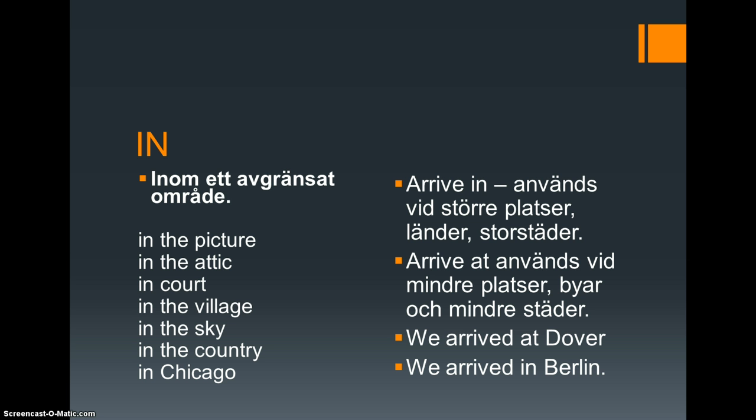In you use when you talk about a restricted area. For example, in the picture, in the attic, in court, in the village, in the sky, in the country, in Chicago. Arrive in is used when there are larger places, countries, or cities. Arrive at is used with smaller places, villages, and smaller cities. For example, we arrived at Dover, which is a smaller town, and we arrived in Berlin, which is a big town.